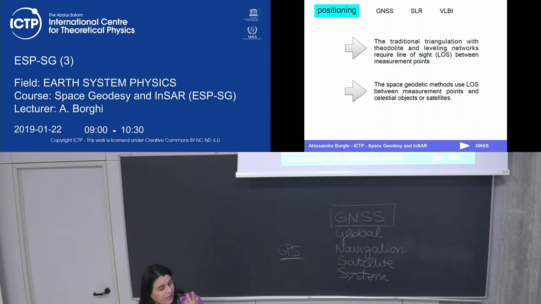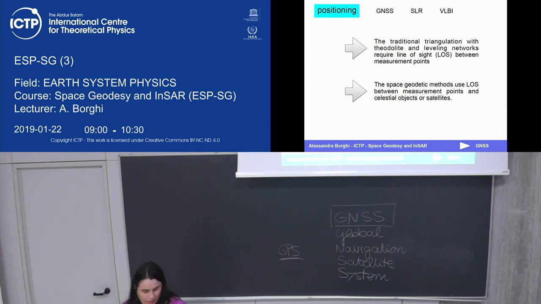The difference between traditional techniques and modern techniques based on geodetic methods is given by the instrument, satellite or not. But the true difference is that in the traditional techniques, which now also use very modern instruments, we have to see what we want to measure. So the network requires line of sight. That means that if I put my instrument here and I want to measure, for instance, the angle between one point and another point, I have to see the other point with my instrument.